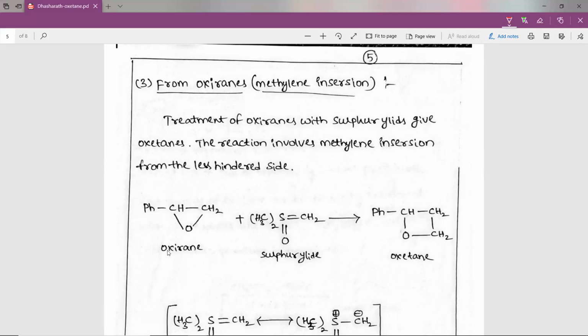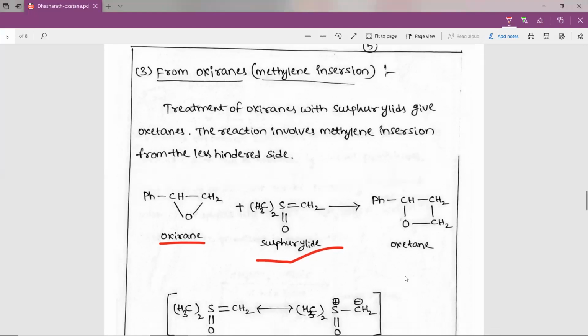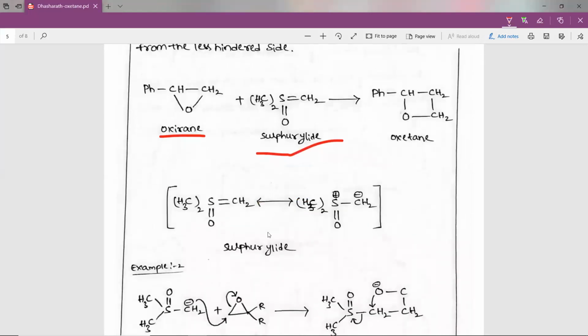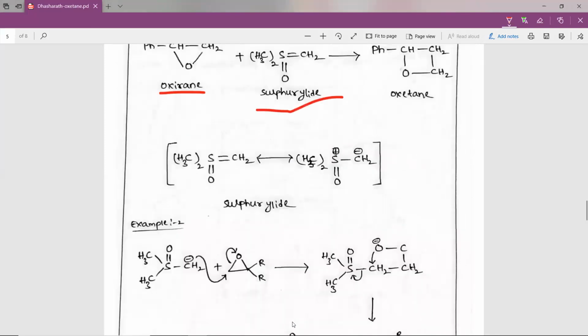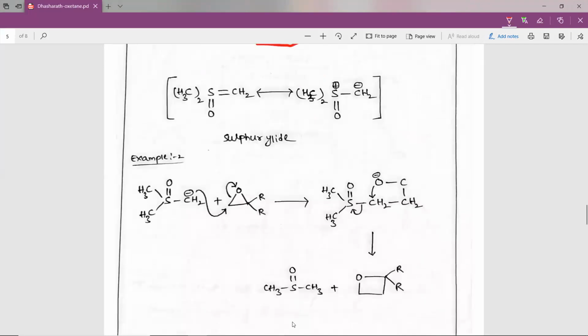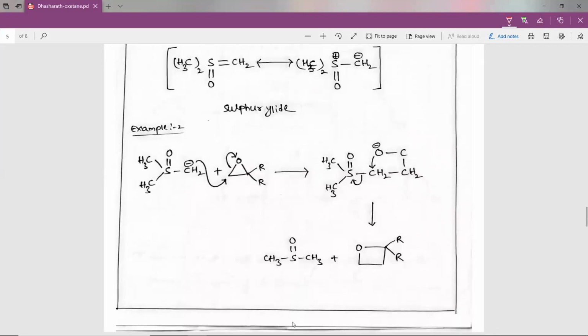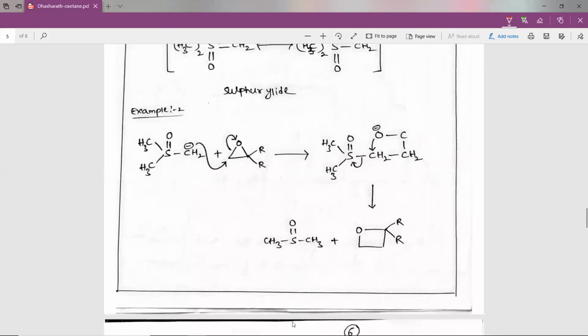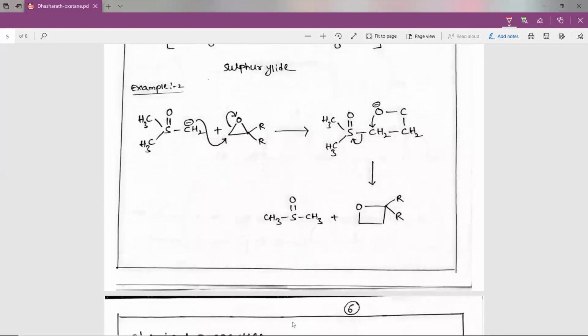So oxiranes react with sulfur ylides. This insertion of CH2 occurs between the less hindered carbon and the oxygen to form oxetane. We can see here the two resonating forms of the sulfur ylide, and we can see the mechanism of this reaction where CH2 is added to the less hindered carbon atom of the oxirane to form oxetane. This is the mechanism.